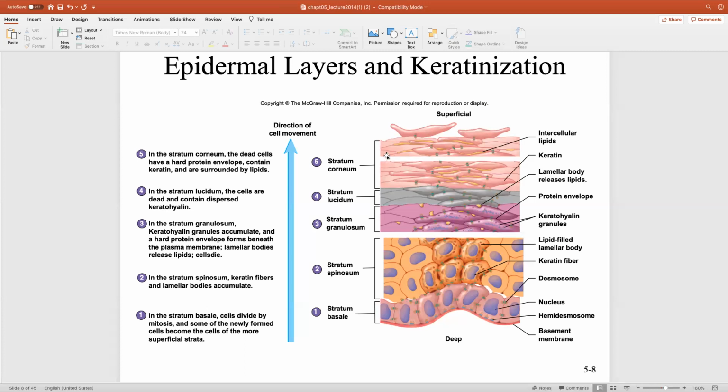So all of these cells in the stratum corneum were originally cells that were formed by the stratum basale, right? And because the stratum basale keeps producing cells, it keeps pushing older cells to the surface. Eventually you get so far away from the basement membrane, from the blood vessel deep to it, that the cells don't receive any nutrients, and then they will die off.